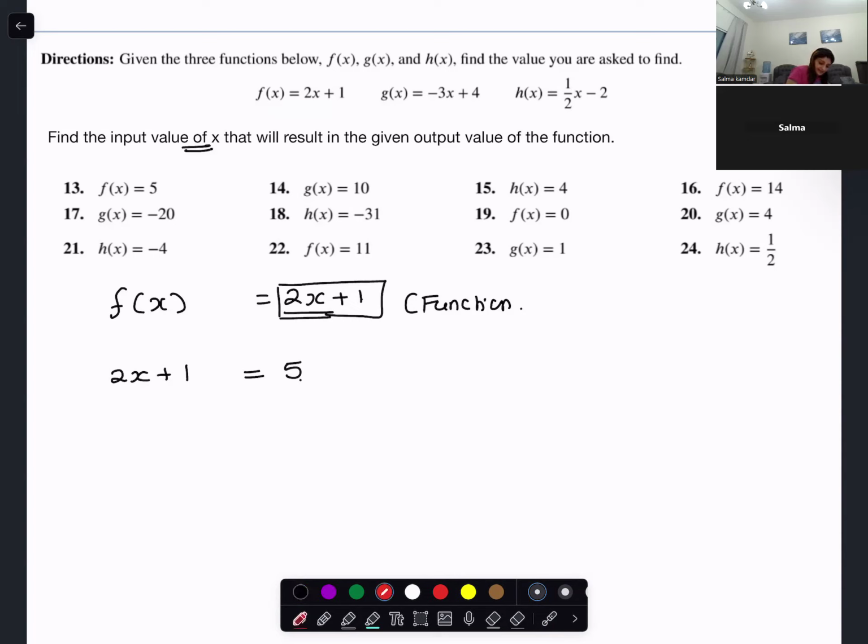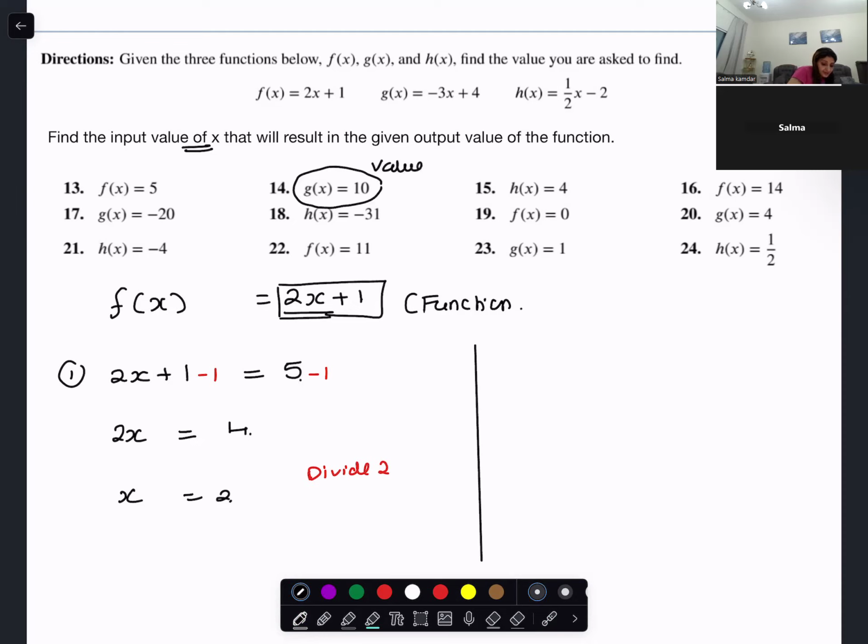How do I find x? Minus 1 from both sides. So I have 2x is equal to 4. Then I'm going to divide by 2. So my x will be 2. This is the first sum. I'll do one more for you. G of x is 10. That means the value of my function is 10.